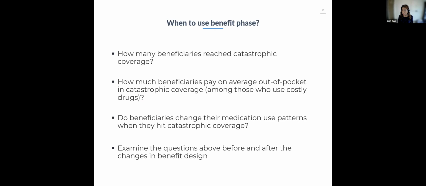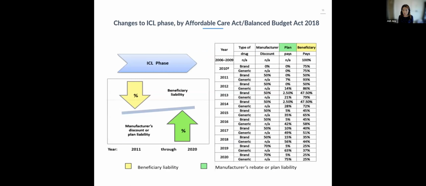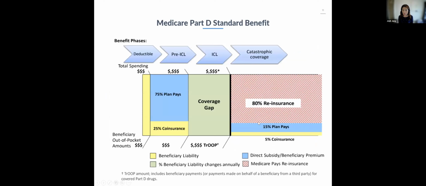Could you please clarify again, benefit phase? Let's go back. Just a quick clarification question, this catastrophic coverage phase. This is when your TrOOP, or your true out-of-pocket spending, reaches $7,300 in 2023, then you enter this catastrophic coverage. Once you hit this phase, your cost sharing is only 5%. And if you are a low income subsidy beneficiary, you have only a $4 or $10 co-payment.